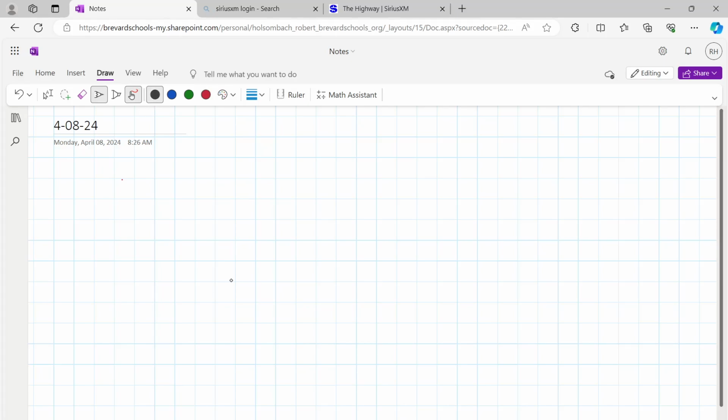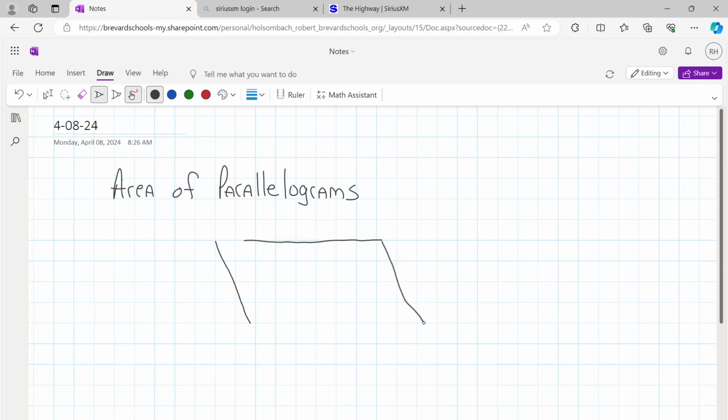All right, on page 779 today, we're going to be finding the area of parallelograms today. And if you remember, a parallelogram has four sides, or two pairs of parallel sides. So unless the shape is rotated, the top is parallel to the bottom, and the left side is parallel to the right side.